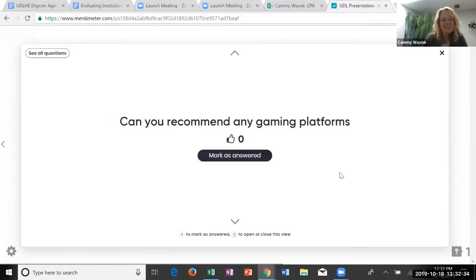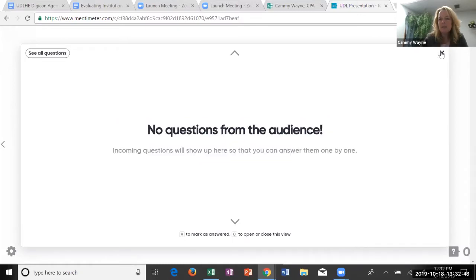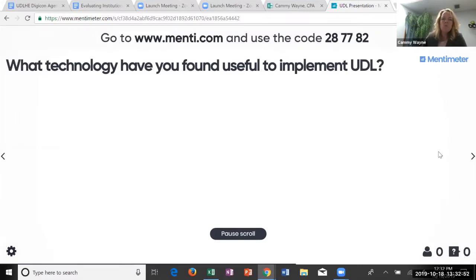We're going to get to this right now. Gaming platforms. I'm a big fan of using online gaming for different features, but we're going to let everyone answer that question. So let's get to that now. I love that segue. What technology or gaming platforms or online platforms have you found useful to implement UDL?